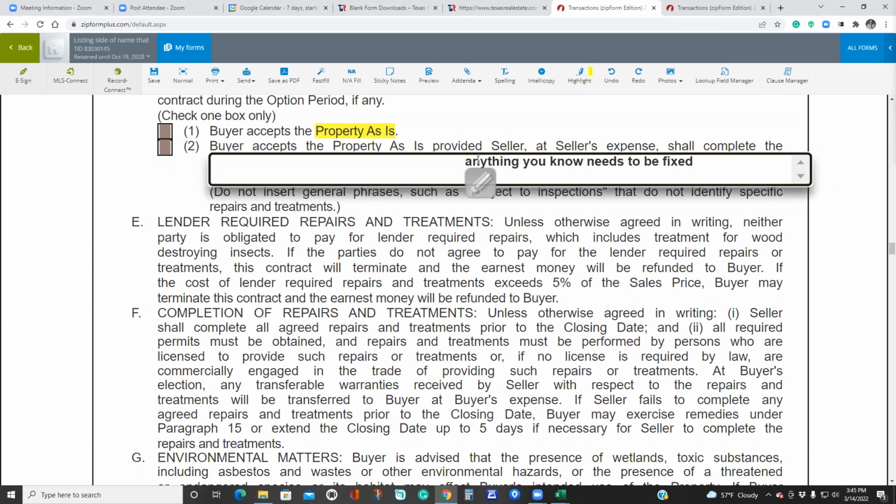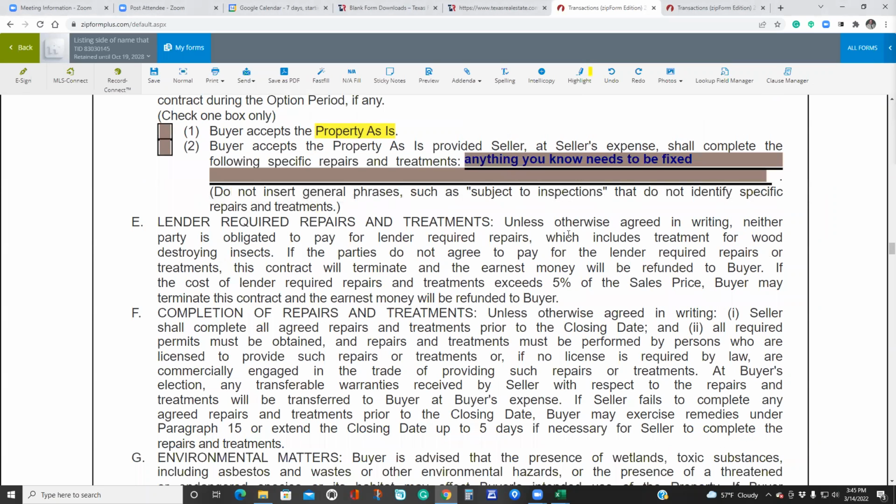Like a broken window, anything you know that needs to be fixed. If I see a mud tunnel going up the side of the foundation, I think it's probably termites, but I don't know that. So I can't put that on there, right? Because I'm not a termite inspector or pest control, I don't do that. But from experience, I know that's probably what it is. So I want to make sure the buyer gets a pest inspection.